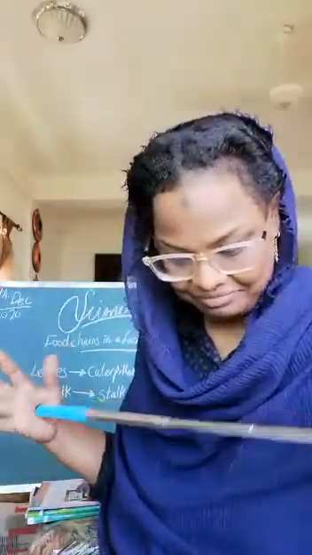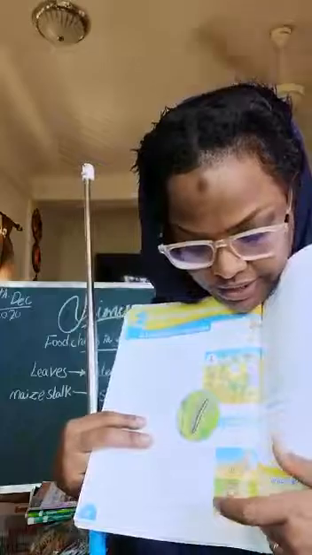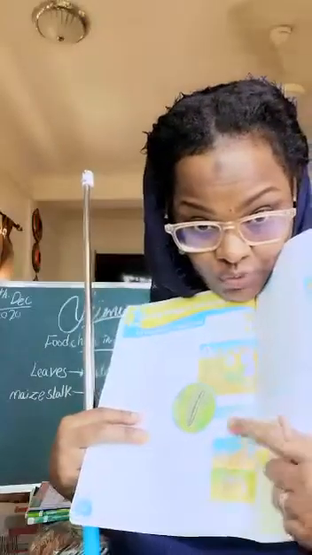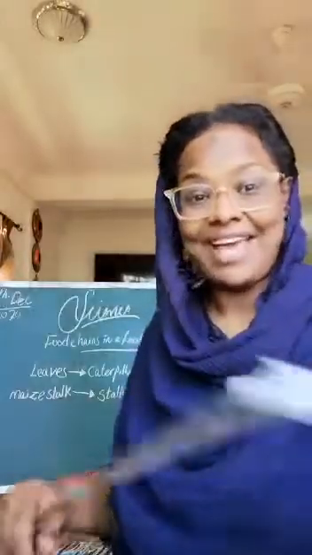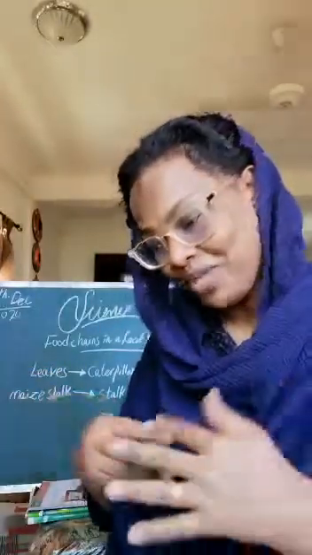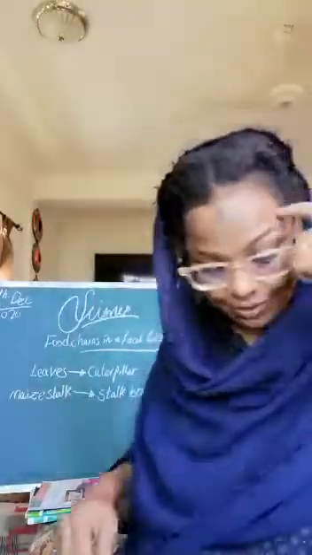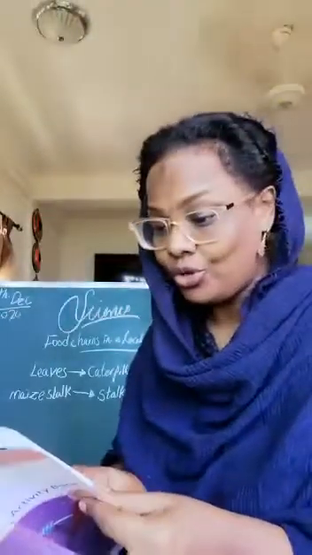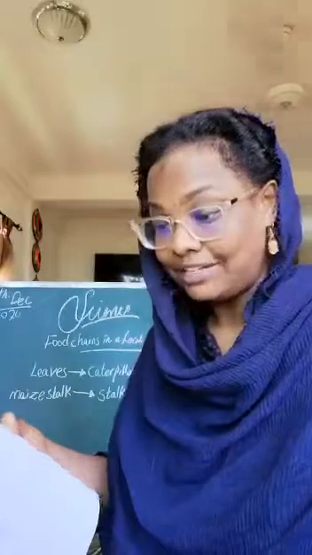You have to write me the feeding relationship of picture 1 and picture 2. Try to do them and let me see what you will do. That was in your learner's book, pages 22 and 23, and you also have to do your activity book, page 16.